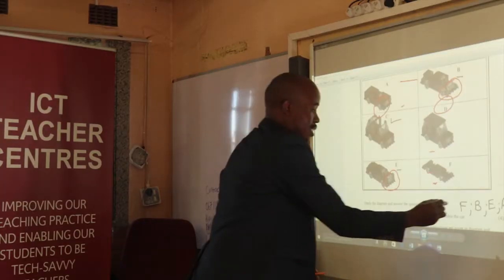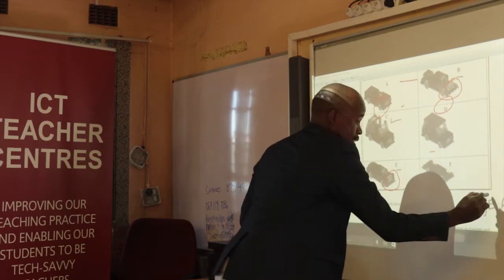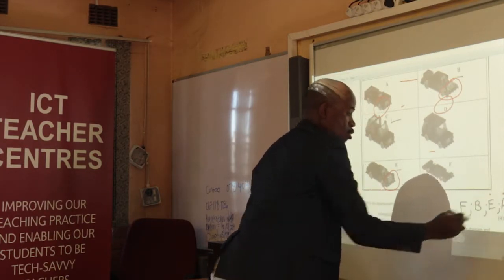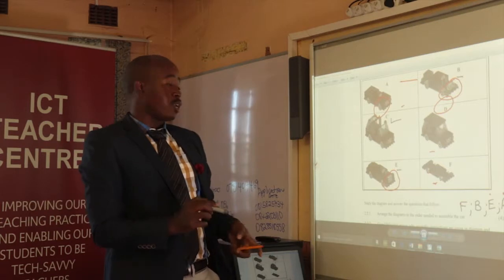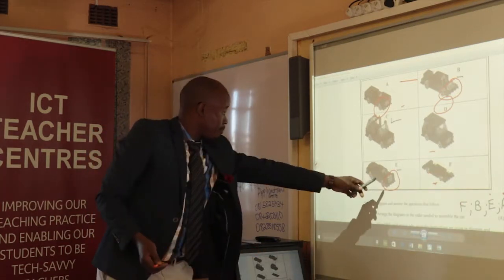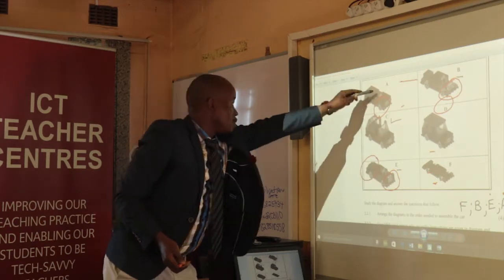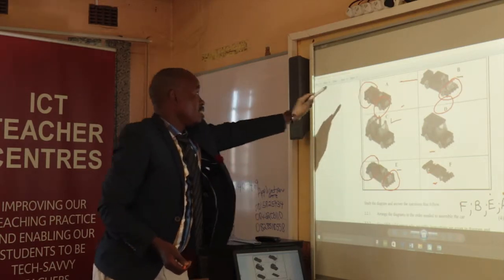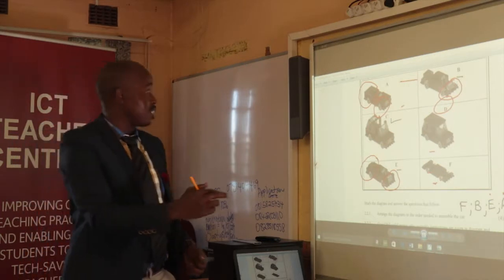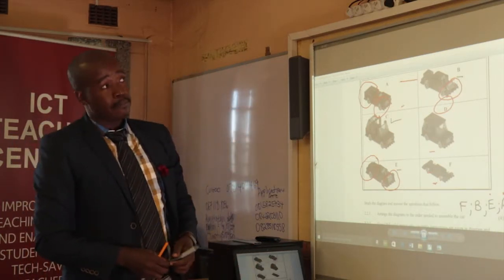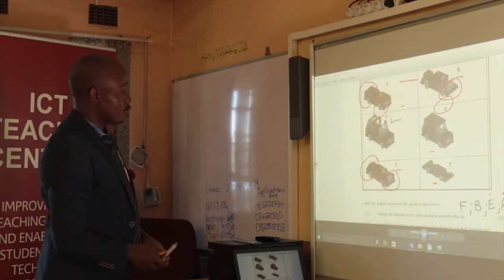Again, if you look at picture E and picture A, what tells you that E comes before A is looking at this. There is something here on picture E that is missing that has been added there on picture A. So that tells you that picture E came first and then picture A followed. Right, so I hope we are still together, my colleagues.